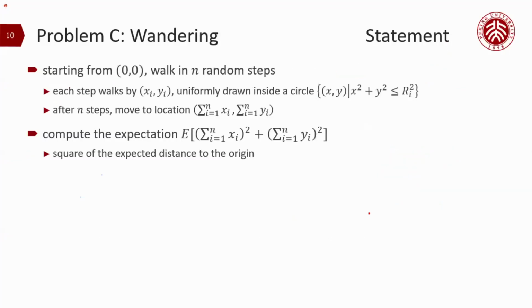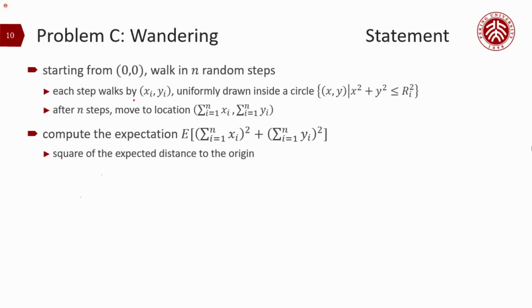Let's see problem C. Problem C probably is the easiest problem in this contest. The title is Wandering. I can see many teams have solved this problem. And the statement is that starting from the origin, we perform a walk in n random steps.